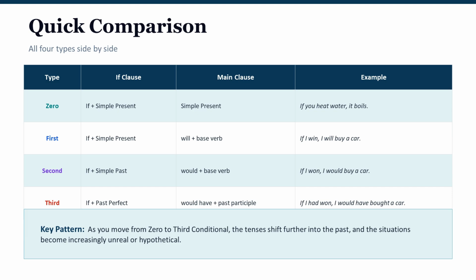The second conditional uses simple past in the if clause and would plus base verb in the main clause. It talks about hypothetical situations. For example, if I won, I would buy a car. The third conditional uses past perfect in the if clause and would have plus past participle in the main clause. It talks about unreal past situations. For example, if I had won, I would have bought a car. Notice the key pattern. As we move from zero to third conditional, the tenses shift further into the past and the situations become more and more unreal or hypothetical.